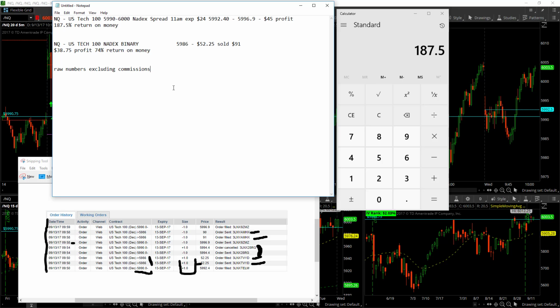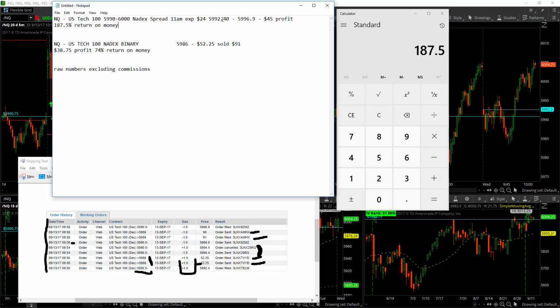Raw numbers, excluding commissions. And commissions are only $1 in, $1 out. So 187.5% return on money compared to a 74% return on money. So almost 2.5 times the return on money for investment, right? So top spread, we bought it for $24. We ended up selling it for $69.